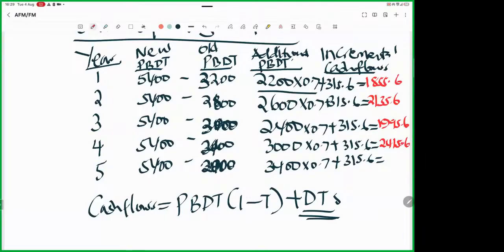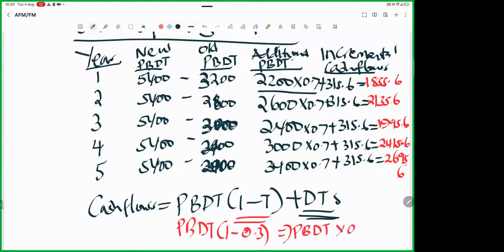And then the last one, the fifth one, is what year? 26, 95.6, like that. Why less 0.7 instead of what year? 0.3. Remember the formula here. So this will be PBDT into 1 minus tax of 0.3, which is PBDT times 0.7. Hope you're able to see that.